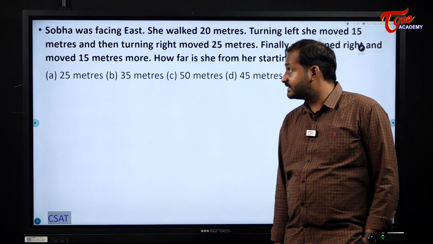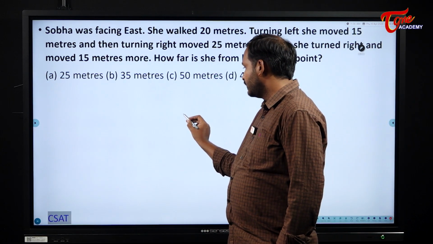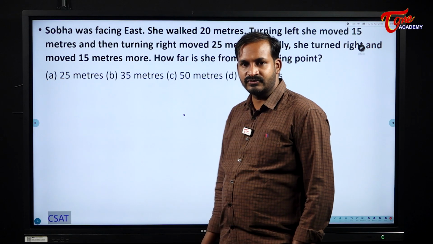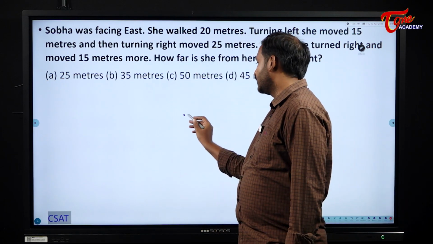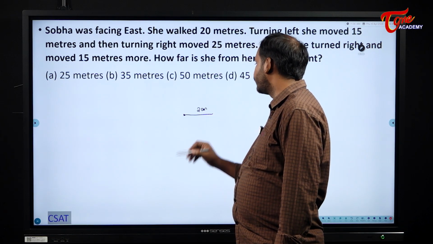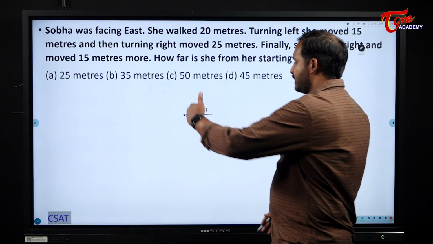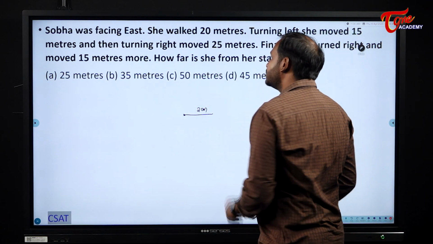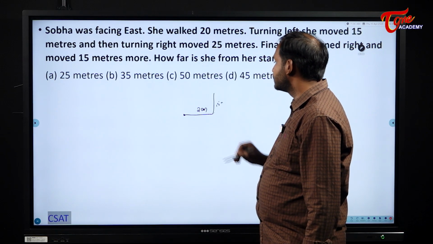Shobha was facing east. Okay. She walked 20 meters. See, the person facing east and she walks 20 meters means obviously she will walk towards east only. Okay. She walked 20 meters in the east direction. Okay. Good. Superb. Turning left, she moved 15 meters. See, the person moving in this direction, turning left means upward. And she moved 15 meters.